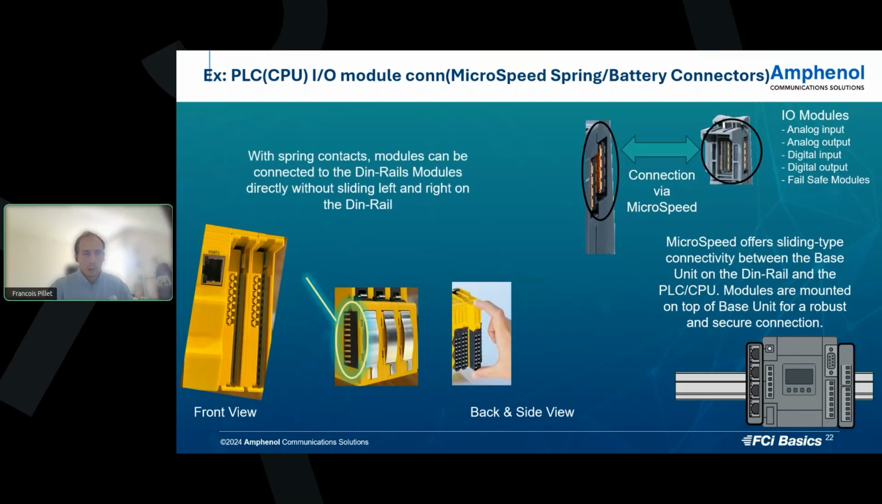Similarly, the second configuration shows how PLC modules can be interconnected from the front side thanks to spring and battery connectors instead of sliding. This configuration is helpful when the constraints within the cabinet are too high and there is a limited space.